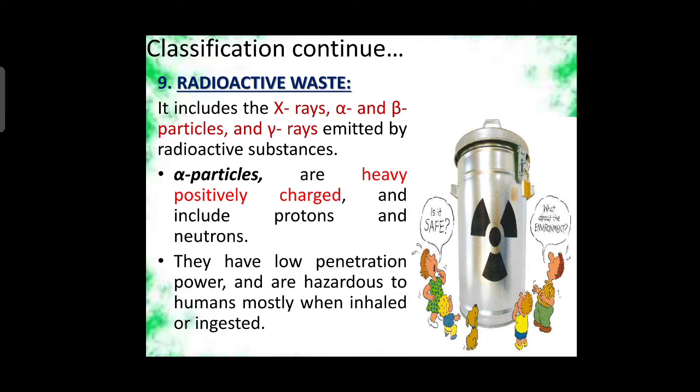Next we have radioactive waste. It includes X-rays, alpha and beta particles and gamma rays emitted by radioactive substances. Alpha particles are heavy, positively charged and include protons and neutrons, and they have low penetration power and are hazardous to humans mostly when inhaled or ingested. Like in the X-ray, whatever ray they are using to find out any fracture, if anything happened to the patient. There are so many tests in which they use certain rays, so that is also harmful.